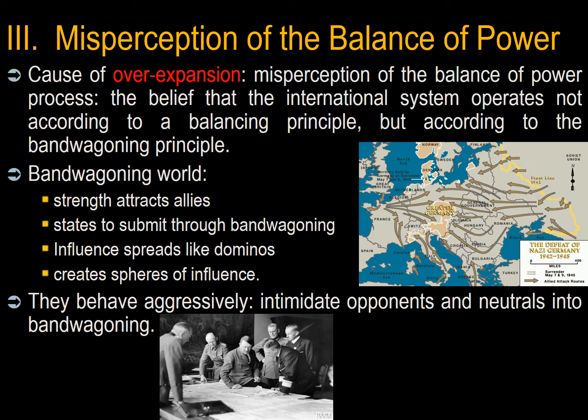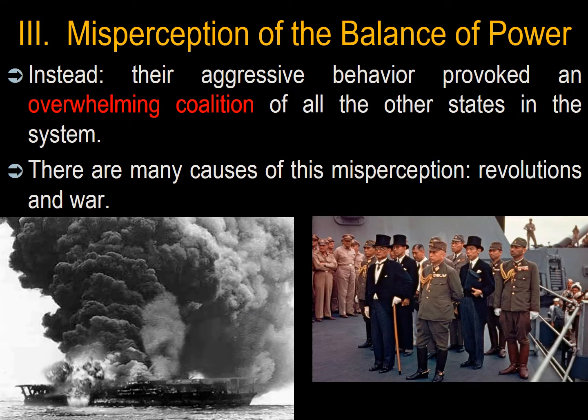We think today of the way that China is behaving towards its neighbors: Vietnam, Philippines, Taiwan, Japan, South Korea, Mongolia, India, and Myanmar. So, I mean, there are issues there with China's belief in a bandwagoning environment. China's clearly trying to create an exclusive sphere of influence. Now, these states therefore behave very aggressively, thinking that they could intimidate states to bandwagon with them and not balance against them. Instead, their aggressive behavior provoked an overwhelming coalition of all the other states in the region.